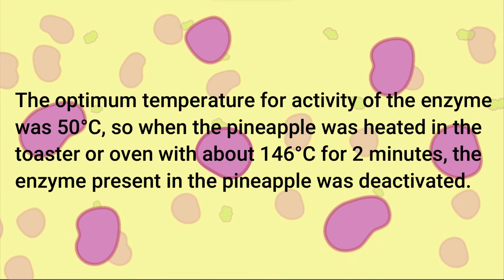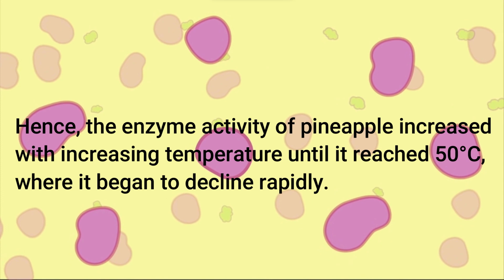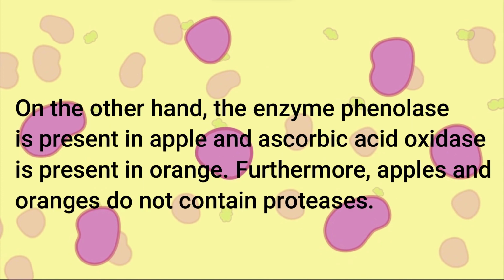The optimum temperature for activity of the enzyme was 50 degrees centigrade, so when a pineapple was heated in the toaster or oven at about 146 degrees centigrade for 2 minutes, the enzyme present in the pineapple was deactivated. Hence, the enzyme activity of pineapple increased with increasing temperature until it reached 50 degrees centigrade, where it began to decline rapidly. On the other hand, the enzyme phenolase is present in apple, and ascorbic acid oxidase is present in orange. Furthermore, apples and oranges do not contain proteases.